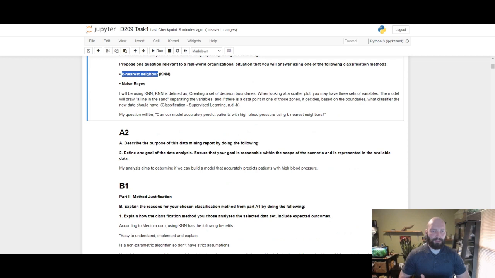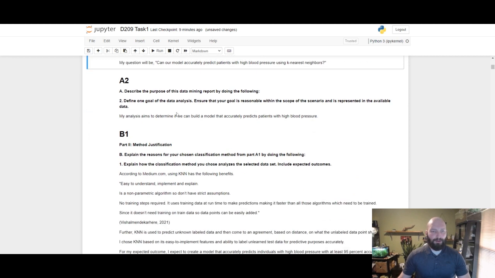So my research question is going to be, can our model accurately predict patients with high blood pressure using k-nearest neighbors? And define one goal. The goal is that my analysis aims to determine if we can build a model that accurately predicts patients with high blood pressure.